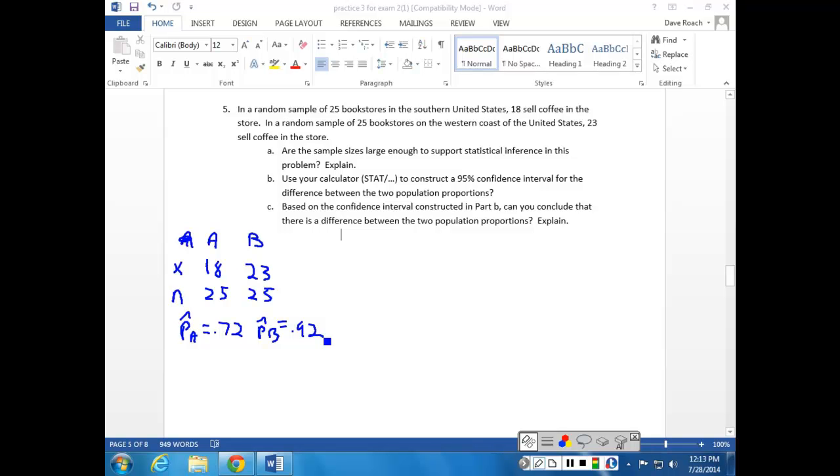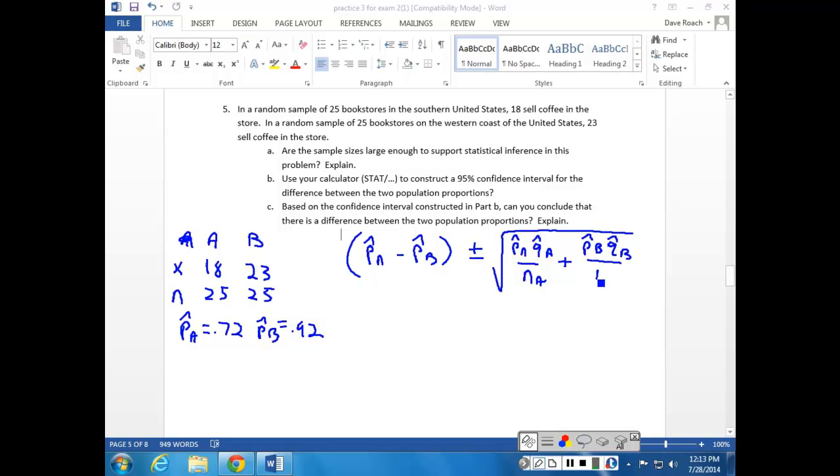Actually, I'm going to really do a couple of things different on this problem just to make sure we have everything out there. In this case, for the confidence interval, I'm going to have P hat A minus P hat B plus or minus the square root of P hat A, Q hat A over NA plus P hat B, Q hat B over NB.